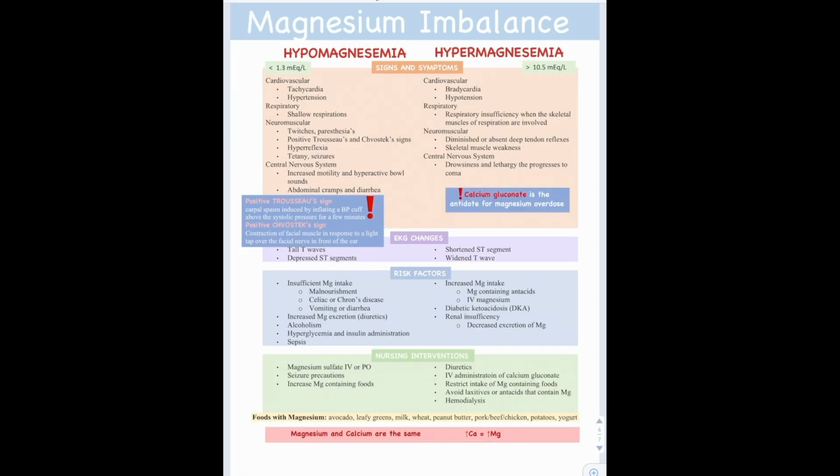Okay, so let's talk about magnesium imbalance. So we have hypomagnesemia, which is less than 1.3, and we have hypermagnesemia, which is 10.5 or higher. So again, we're looking for differences.